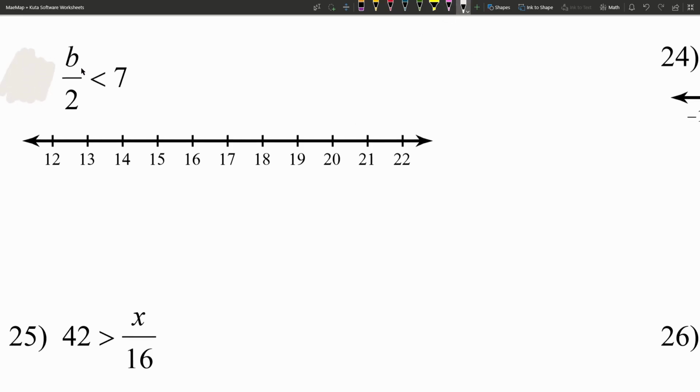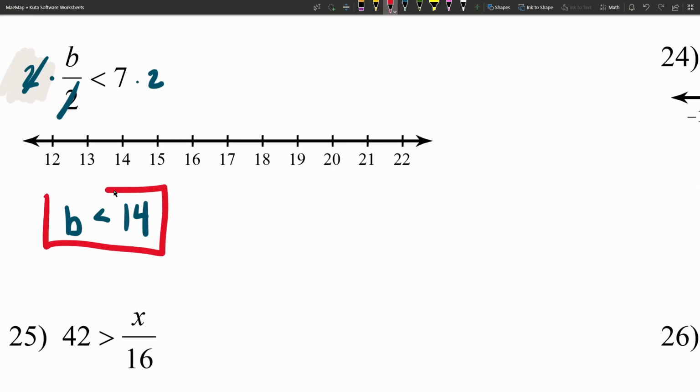So in order to isolate our variable b, we need to multiply by what it's divided by. So that's going to be multiplying by 2. And we need to do so to both sides of our inequality. So 2b over 2 is equal to b, and that's going to be less than 7 times 2, which is 14. So b is less than 14 is our solution. So circle 14 and shade everything to the left.